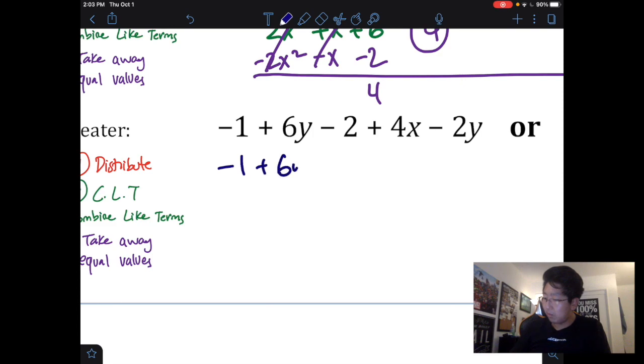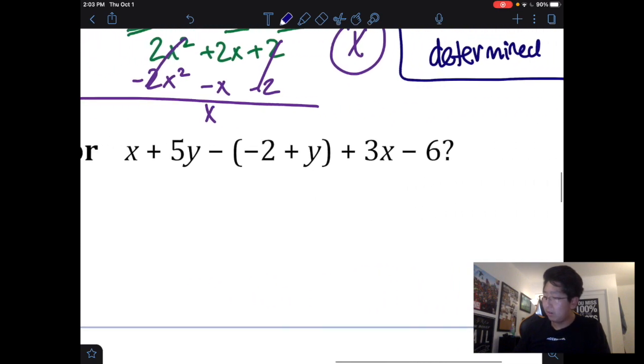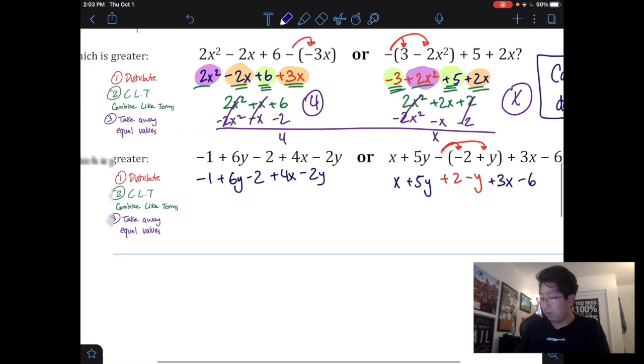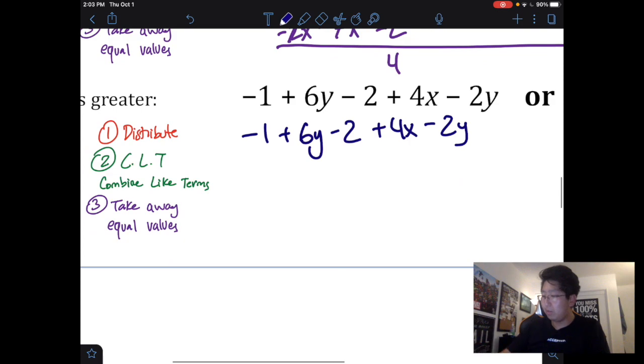Negative 1 plus 6y minus 2 plus 4x minus 2y. Over here, is there anything to distribute? Yes, there is. There's opposite land. So I'm going to take the opposite of that, plus 2 minus y. Then I'm going to copy the rest of the problem. x plus 5y plus 3x minus 6. All right, so we went ahead and we distributed, or we flipped.